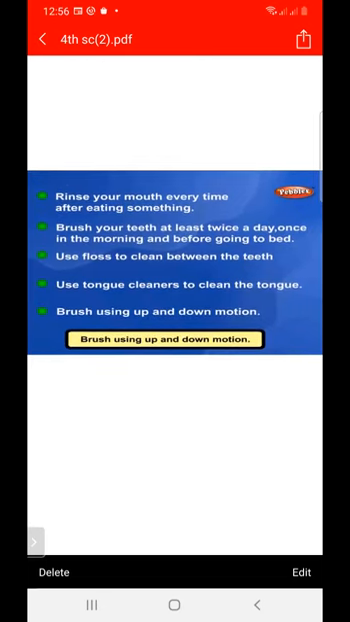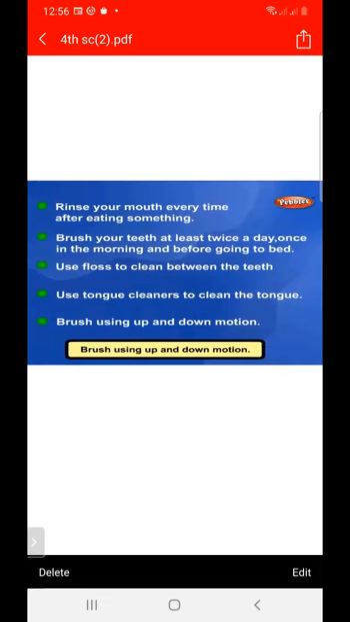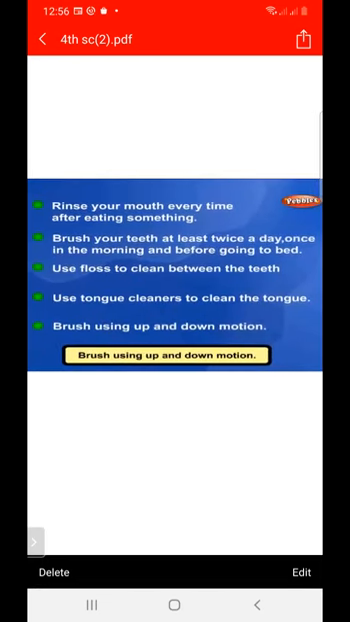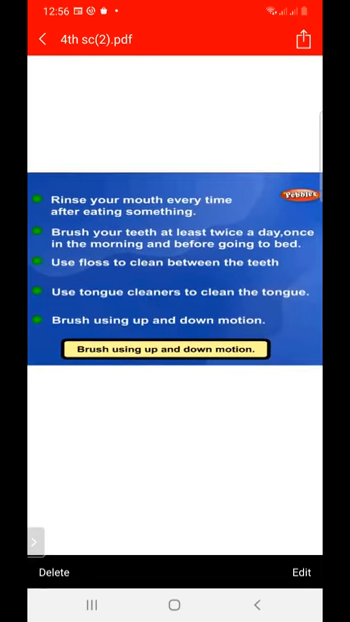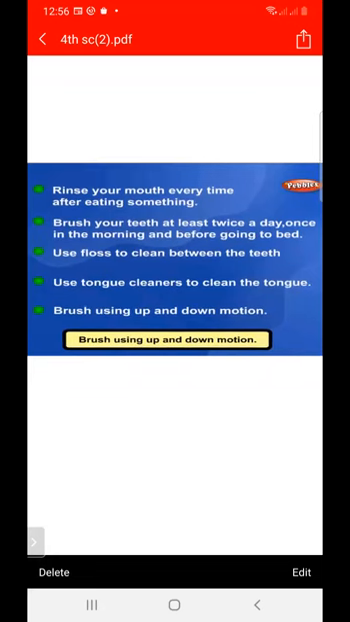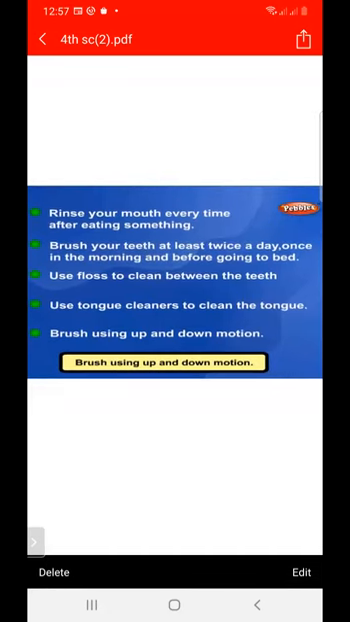You have to brush using an up and down motion. You have to rinse your mouth every time you eat something, and brush your teeth in the morning and before going to bed. Brush at least twice a day, use the tongue cleaner, and brush using an up and down motion. So you have to learn these steps.